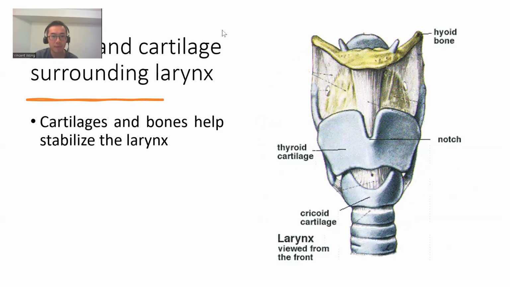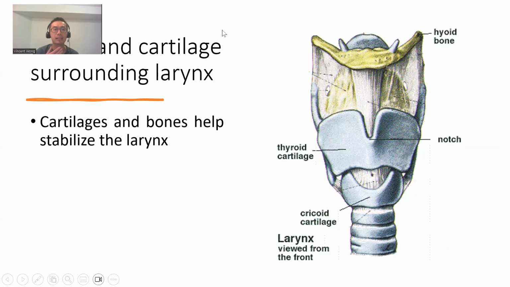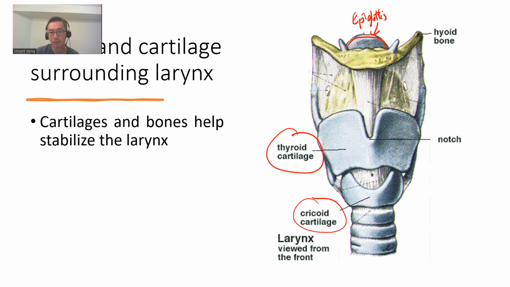So there are the different bones and cartilage that are protecting the larynx. And we have a hyoid bone up here, and you can see a little bit of the epiglottis here from the front. This part here, that's the epiglottis. Okay. You have the thyroid cartilage, which is the so-called Adam's apple in men, right? Okay, females also have the thyroid cartilage. It's just not as obvious.